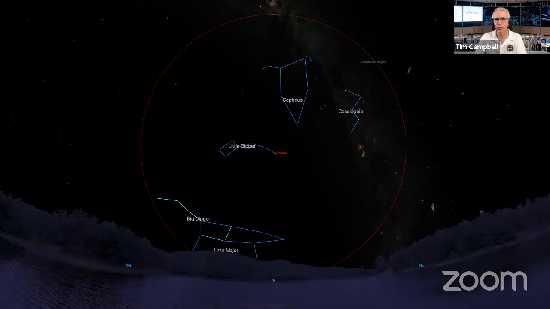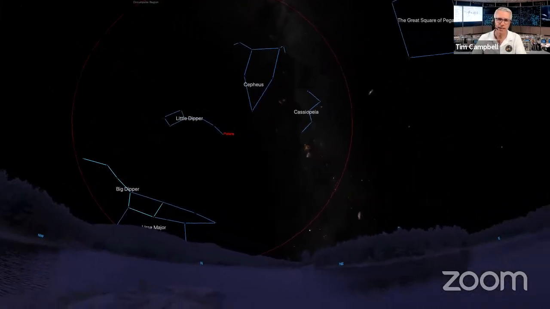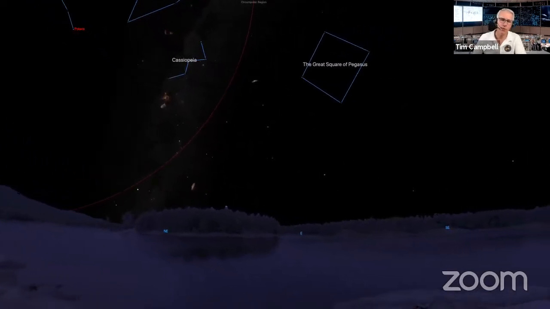And so to do that, we're going to find another one of those things that we call asterisms. And this one is called the Great Square of Pegasus. And I'm just going to move a little bit to the east with our planetarium. And off to the east, you can see now the Great Square.